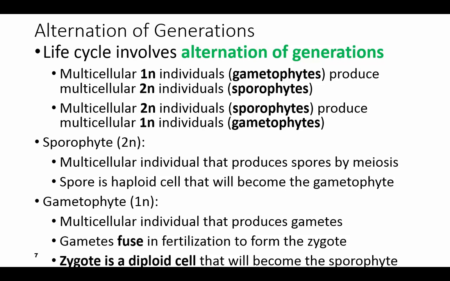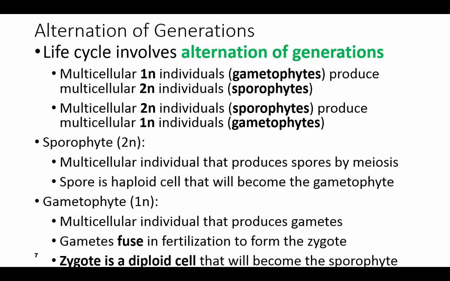And then those diploid sporophytes produce the haploid gametophytes. So it's a cycle. From the sporophyte, it produces the gametophytes, and the gametophytes produce the sporophytes. When we say diploid for sporophyte, we mean that, first of all, it produces spores by meiosis. And the spore is the haploid cell that the gametophyte produces.